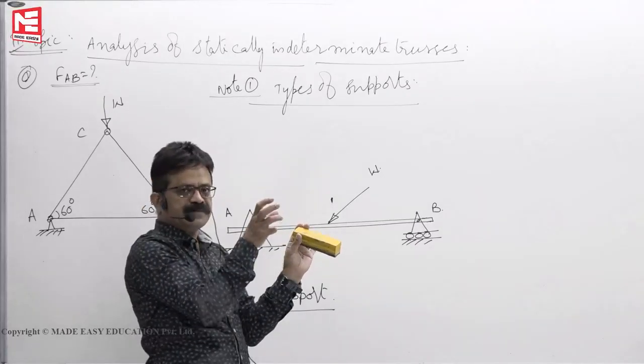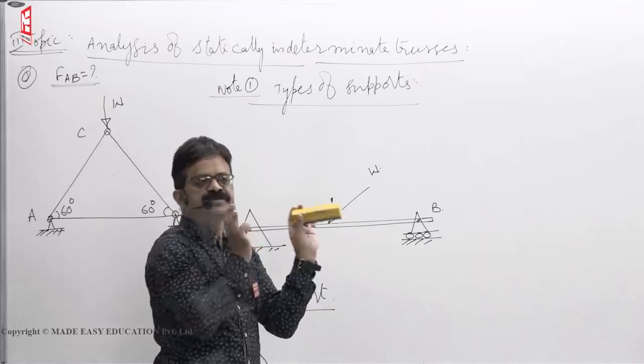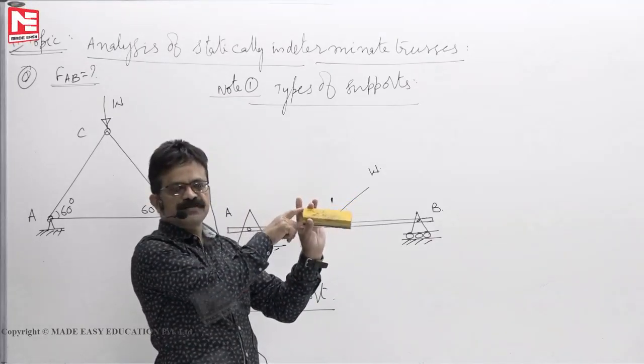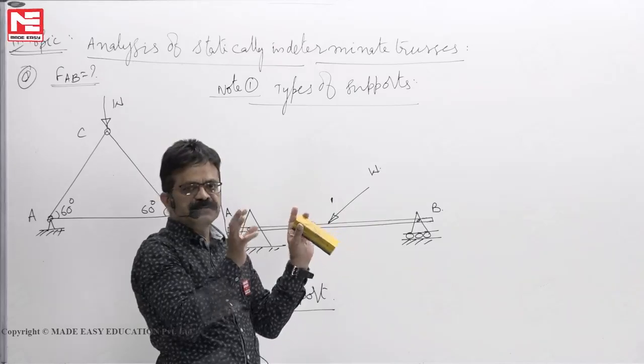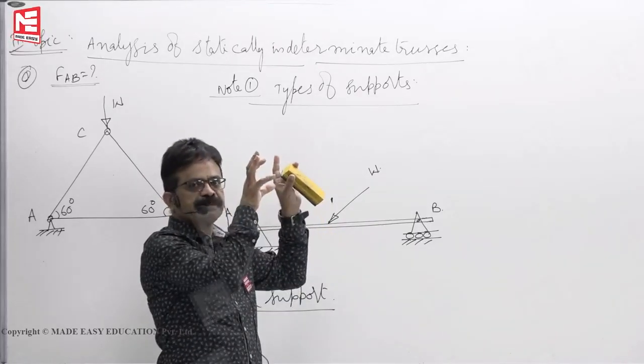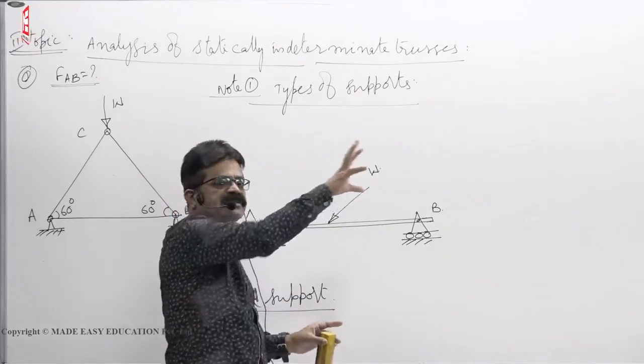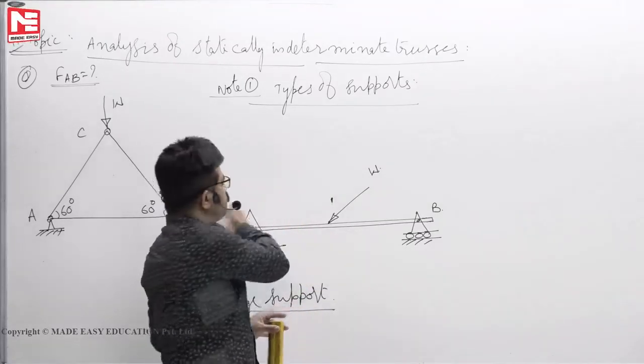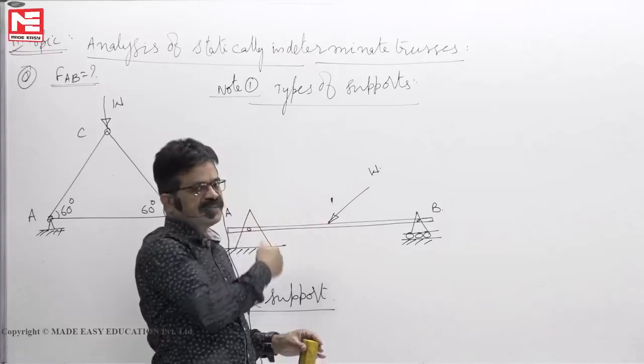Then pin to the pin, who will give the force, who will stop the pin? Triangular plates. So first triangular plates will exert force on the pin. Pin in turn will exert force on the beam. Finally it will stop. Otherwise simply it will move either right side or left side.